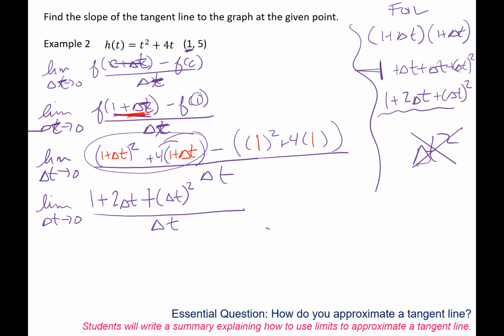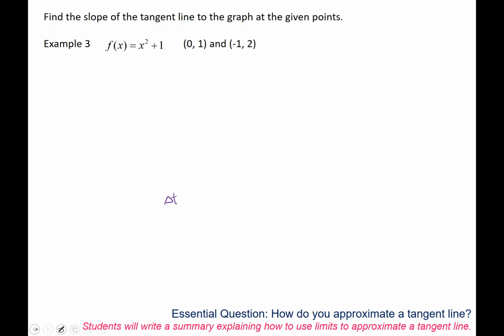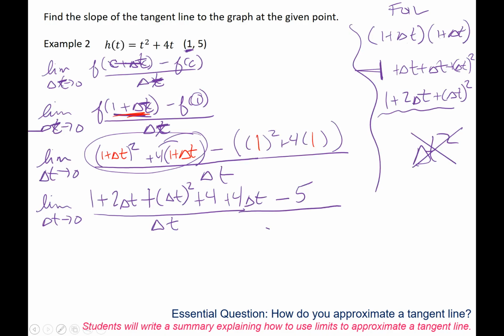All right, so I've got to distribute that 4 in. I missed that step. So plus 4 delta t. Now, it was a minus 5, right? Oops, sorry. So this chunk here came from this piece in the middle that I skipped over, and then the 5 came from the back. Now we are ready to do some canceling here, aren't we? Do we see anything that's going to cancel?